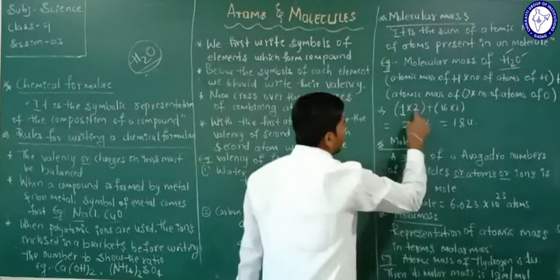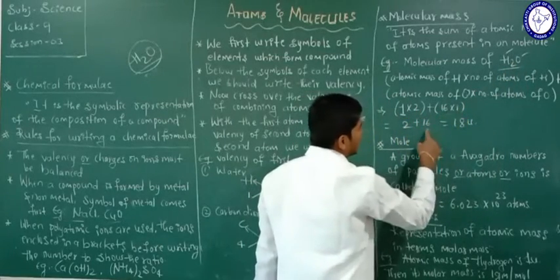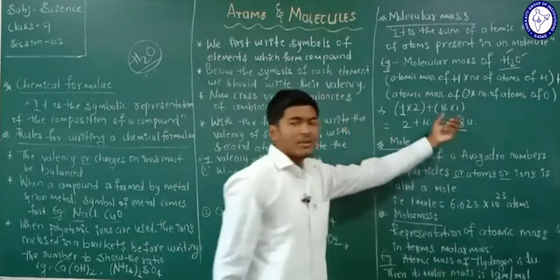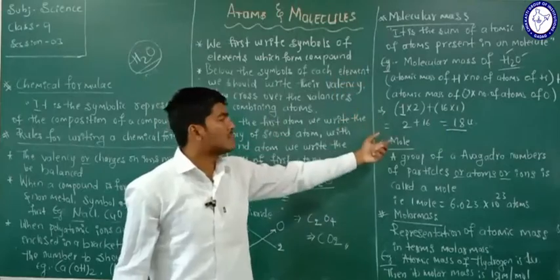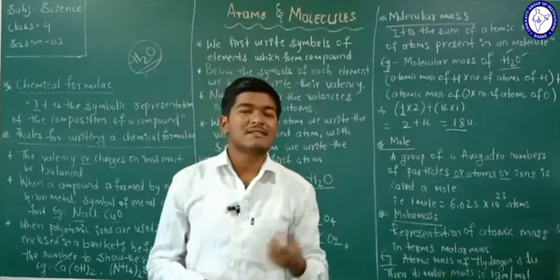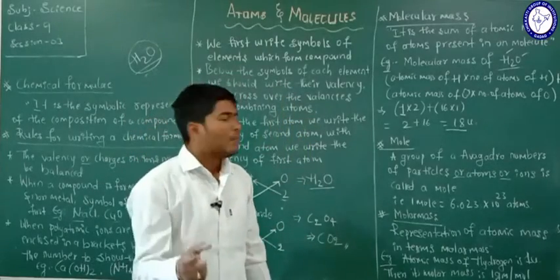So 1 into 2, that is 2, plus 16 into 1, that is 16. 16 plus 2 is equal to 18. 18 units is the molecular mass of water. So how are we going to calculate the molecular mass? It is the sum of the atomic masses of the atoms present in a molecule.